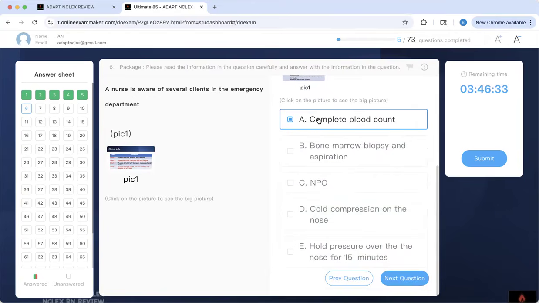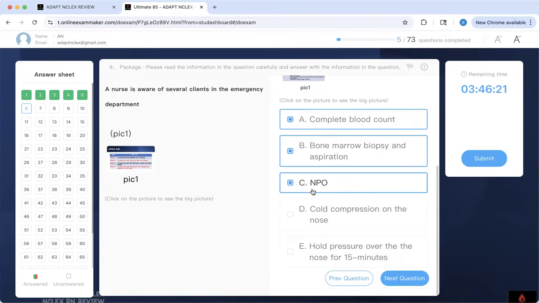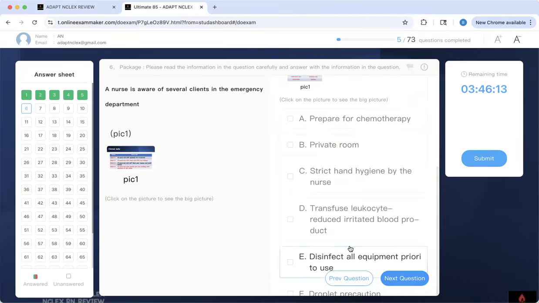I know we're going to get a CBC to find his platelets, his white count, and the RBC. It looks like he may have cancer, so a bone marrow biopsy. He's going to be NPO. We have to do a bunch of tests. Cold compression to the nose for the nose to stop bleeding. And hold some pressure over the nose for 50 minutes.